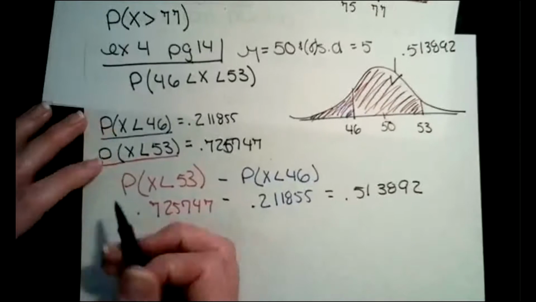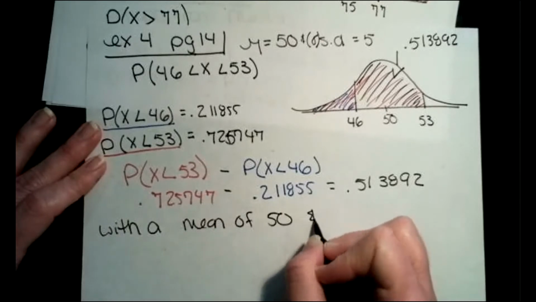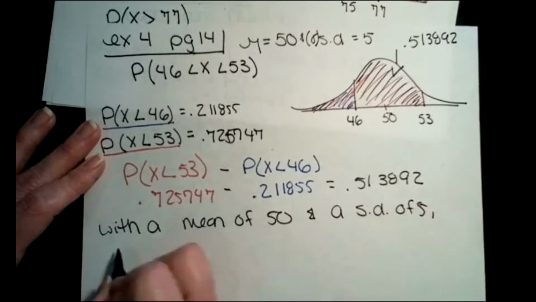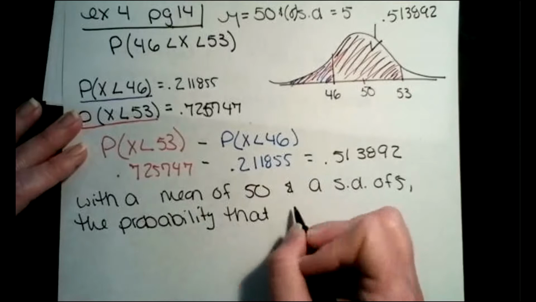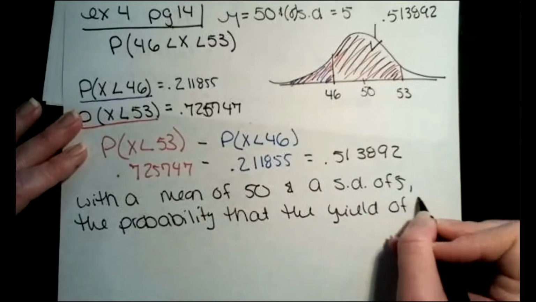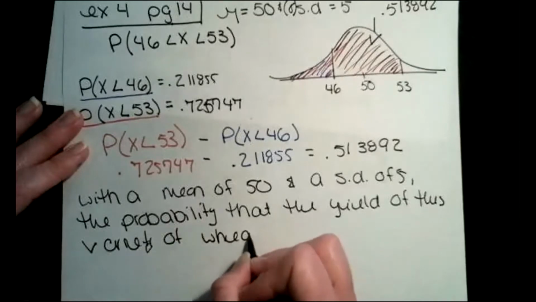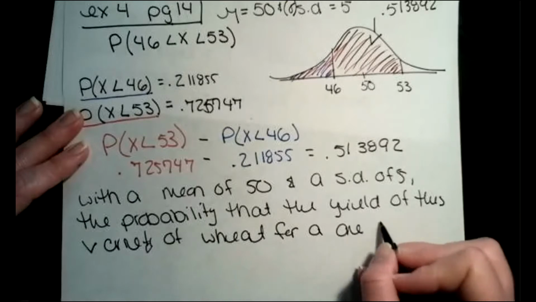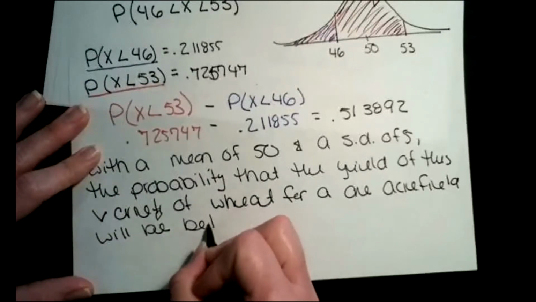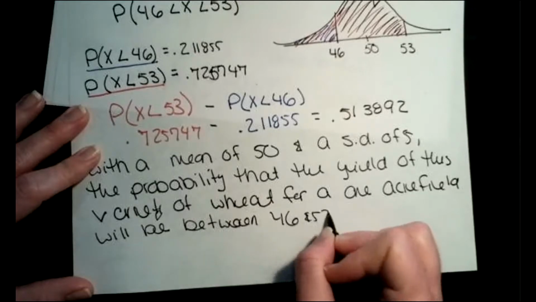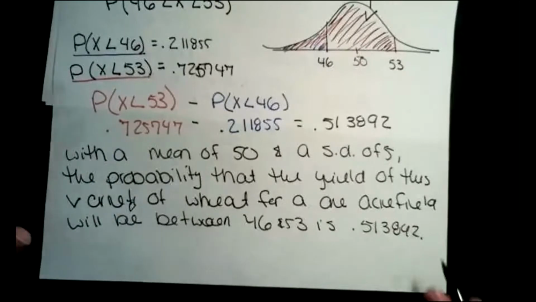Now we need to put this into words, and not just into words, but into context as well. So I'm going to say: with a mean of 50 and a standard deviation of 5, the probability that the yield of this variety of wheat, sorry, I feel like I'm scribbling a little bit, for a 1 acre field will be between 46 and 53 is 0.513892. A little bit more than 50% chance that's going to happen.